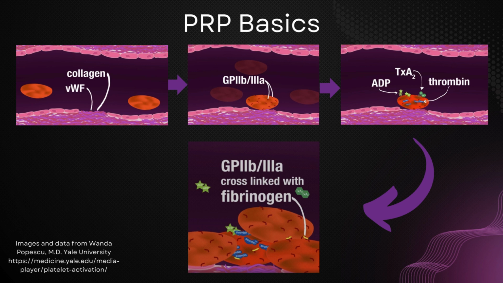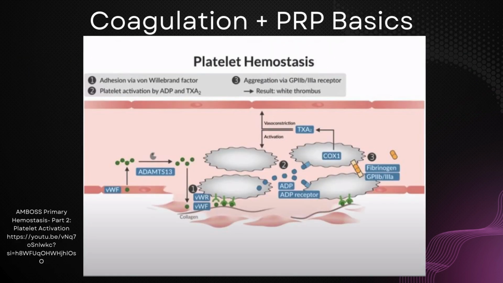This results in platelet aggregation via cross-linking fibrinogen molecules with the glycoprotein 2B3A receptors. This is called primary hemostasis, and this also results in platelet degranulation, which is what we're interested in, with the release of growth factors from alpha and dense granules. Here's another depiction of platelet aggregation showing cross-linking of activated platelets by fibrin.